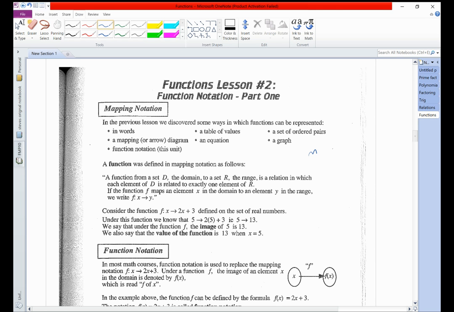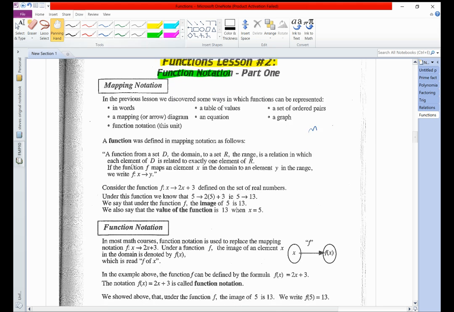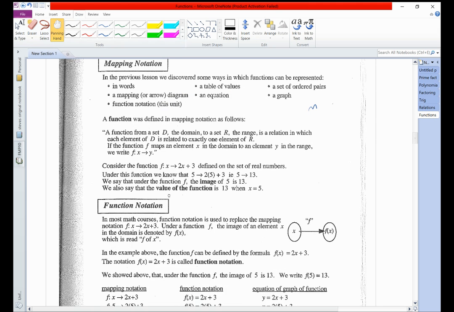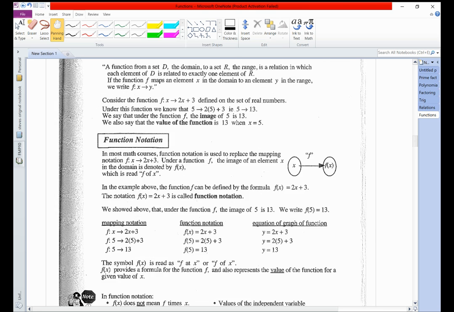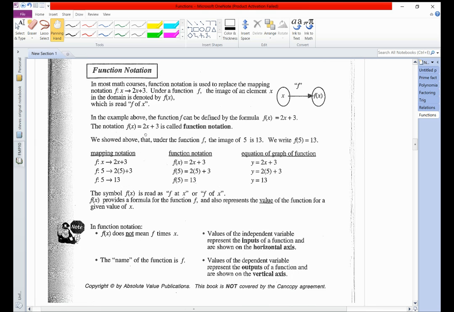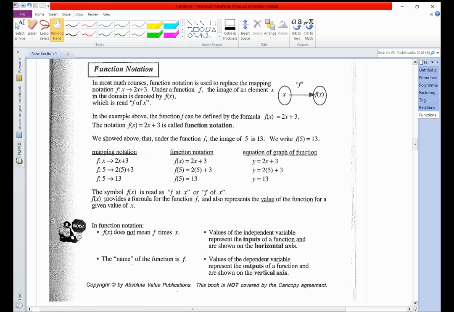Welcome everybody to Function Notation Lesson 2. Or Functions Lesson 2, sorry. Today we are looking at function notation. So up until this point, we have been dealing with equations to represent relations. So I'm going to scroll right down. We're going to skip mapping notation. We just don't have time to do it, but we are going to look at function notation, which is great.